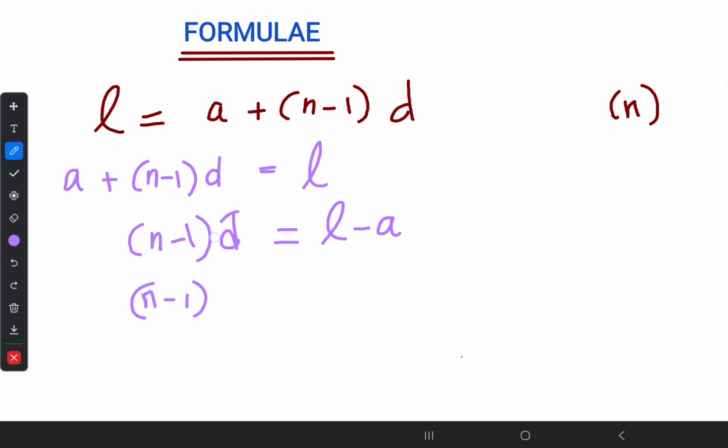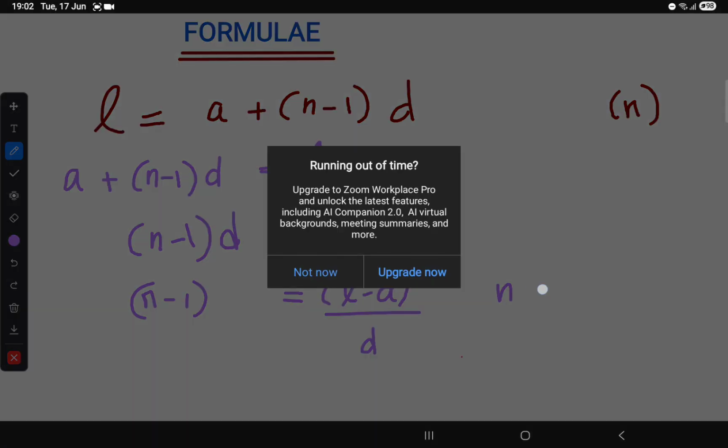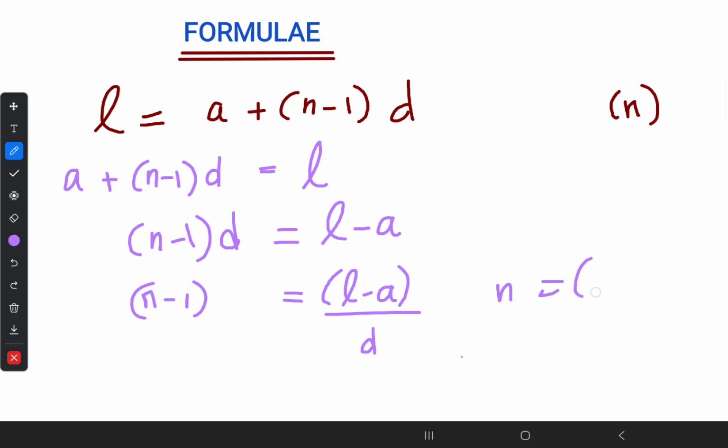Sorry, the multiplicand D. This whole value is multiplied with D, so it should become a division. L minus A will be divided by the value D. Thereafter one more operation is left. N minus 1 equals this total value. We only need to make N the subject, so N should be equal to L minus A upon D. This negative 1 will become a positive 1. This would be our overall answer.